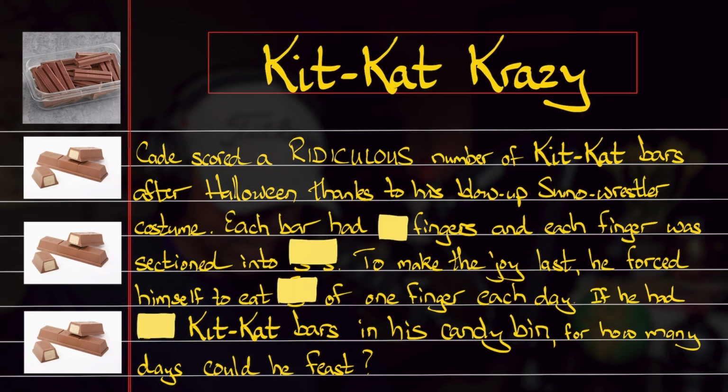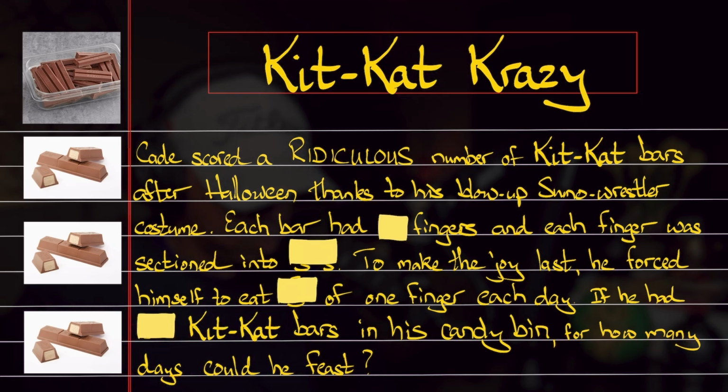Cade scored a ridiculous number of KitKat bars after Halloween thanks to his blow up sumo wrestler costume. I'm sure he looked adorable. Each bar had blank fingers, and each finger was then sectioned into blanks. To make the joy last, he forced himself to eat blank of one finger each day, which means he didn't eat an entire finger, part of a whole. If he had blank Kit Kat bars in his candy bin, for how many days could he feast?